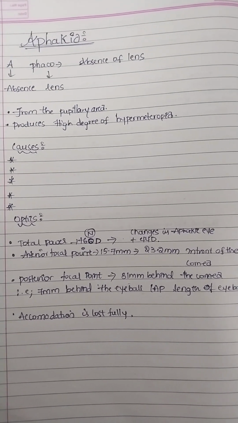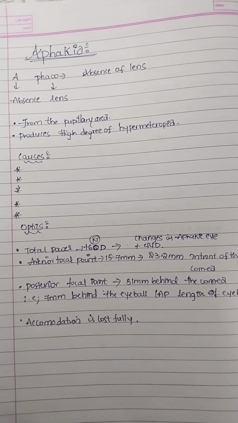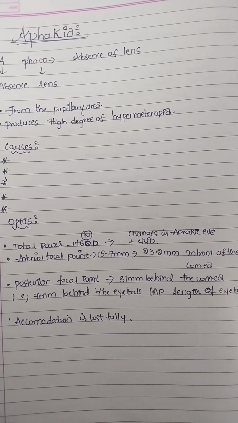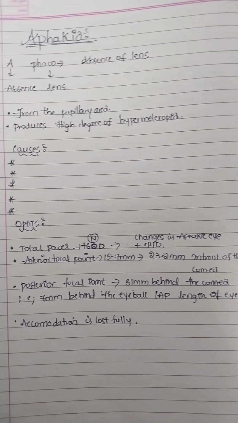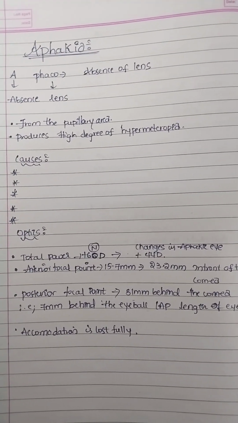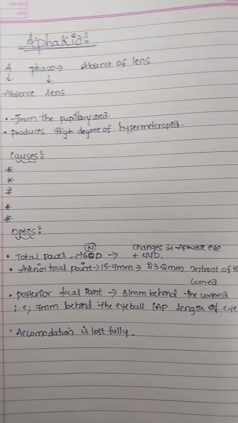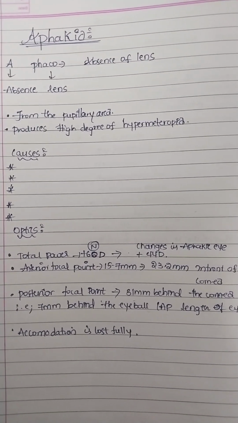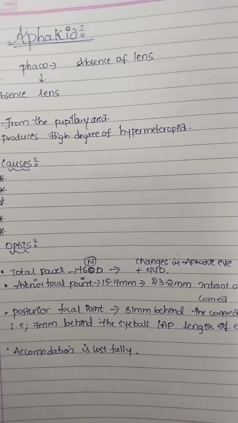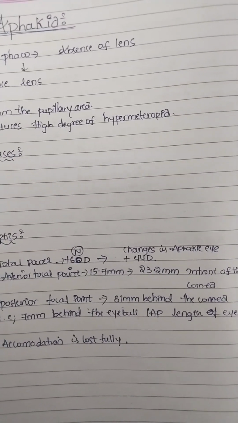Okay. So what are the causes? You guys should tell me the cause. So take some 10 seconds and think what might be the causes of absence of lens. So first maybe congenital, which is very rare. Okay. Second maybe any trauma, and the lens may be broken, and it might get absorbed.